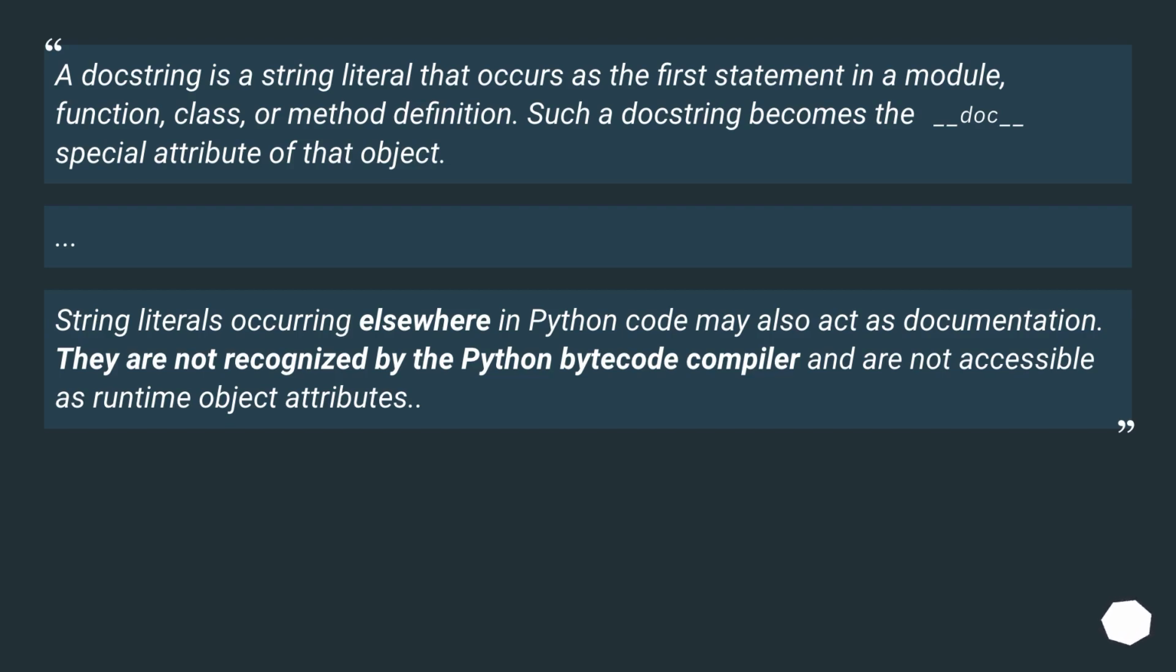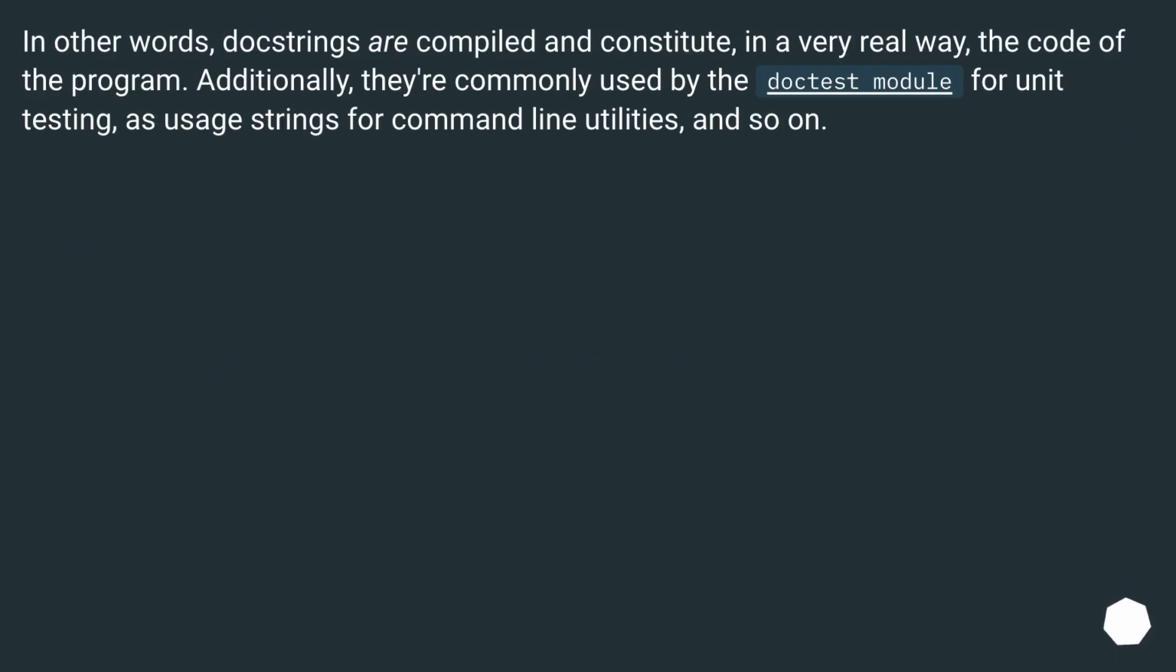String literals occurring elsewhere in Python code may also act as documentation. They are not recognized by the Python bytecode compiler and are not accessible as runtime object attributes. In other words, docstrings are compiled and constitute, in a very real way, the code of the program. Additionally, they're commonly used by the doctest module for unit testing, as usage strings for command line utilities, and so on.